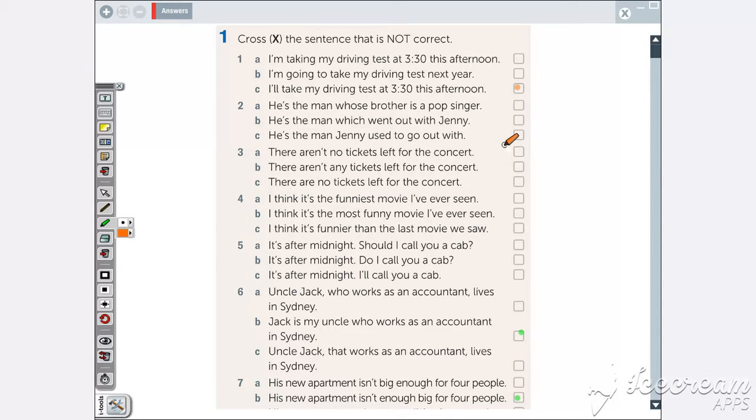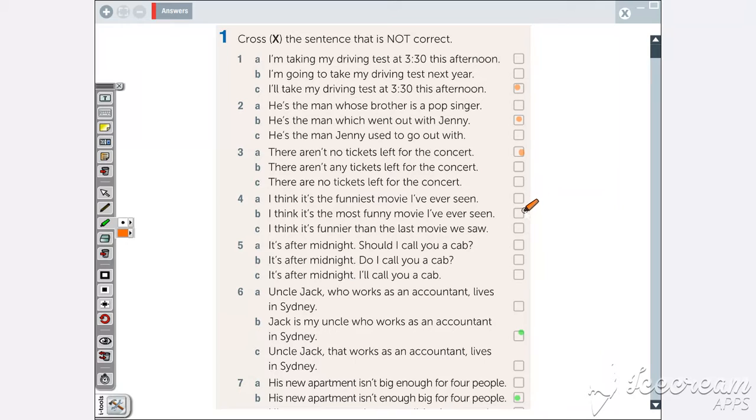Number two, the letter B is incorrect, and I'm going to tell you why: because "he's the man which went out." You don't have two options, so this one is not correct, okay? Number three, the answer could be number one. Why? Because "there aren't no tickets left for the concert." In this case, "aren't no tickets" is not correct, because it means you don't have to use a double negative form, okay?